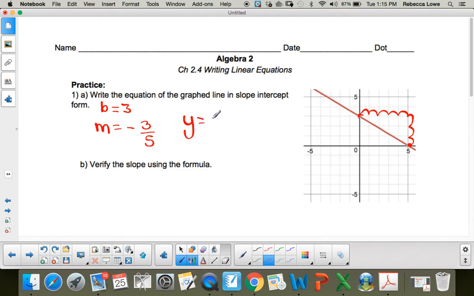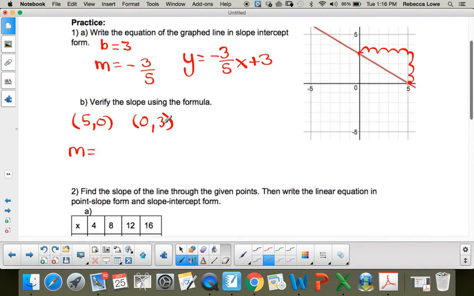And I write it in my form, y equals mx plus b. To verify the slope, I'm going to use the 2 points that are highlighted because I know they're integer points. We've got (5, 0), which is right here, and (0, 3), which is right here. I'm going to use this slope formula, y2 minus y1. It doesn't matter which point I use as my x1, y1. I'm just going to do 0 minus 3 over 5 minus 0. I get -3 over 5, which is indeed the slope I found by counting rise over run.